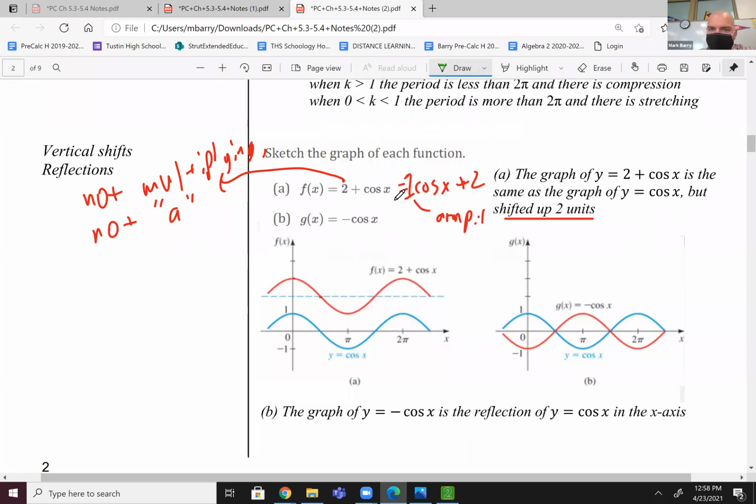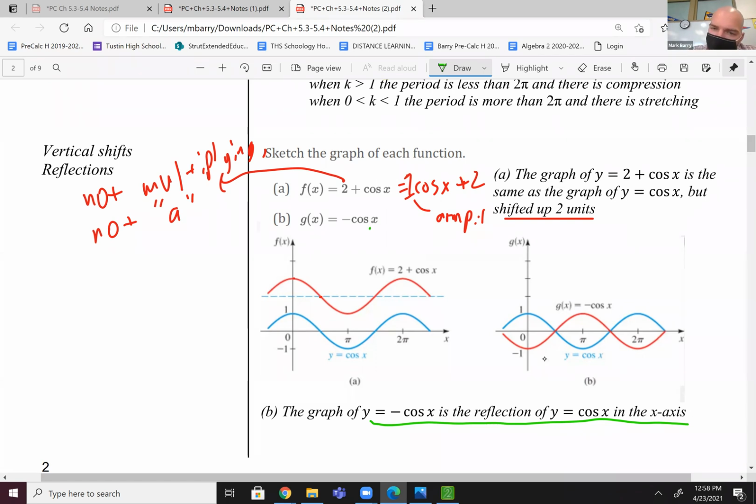All right, let's take a look at the next one here, which says g of x equals negative cosine of x. So this one is the reflection across the x-axis. When we have a negative in front of this, it flips the graph. So the high point is now a low point. The low point is now a high point. Notice that the midpoints don't get flipped because they're already on the x-axis, so we cannot flip them upside down, right?